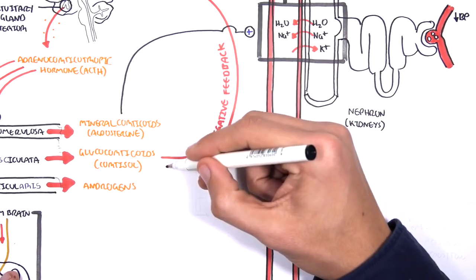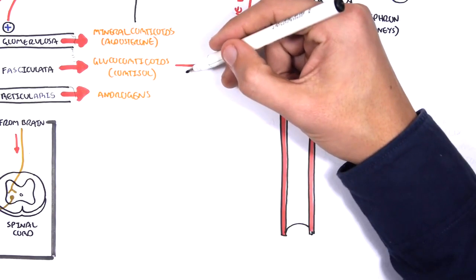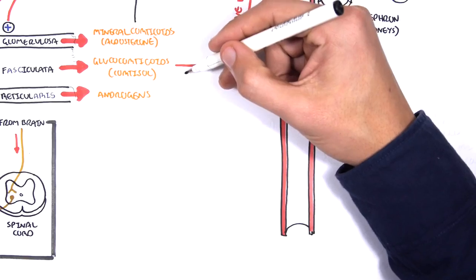Anyway, let's talk about glucocorticoids. Glucocorticoids, primarily cortisol, is secreted by the zona fasciculata and has many functions. We mentioned it has a responsibility for negative feedback to the brain, telling the brain to reduce the secretion of ACTH.